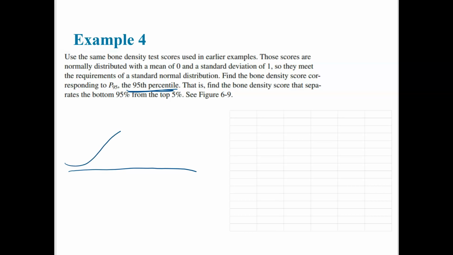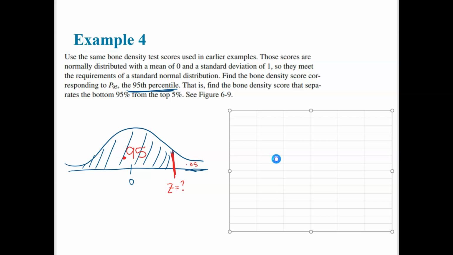So we're always going to draw our picture. And so we know that 0 is here, but we have the 95th percentile. I am assuming it's going to be like this. That means that the 95% is below. This is 0.95 below, and this is 0.05. I know the area, but what I don't know is this z-score, right? What value, what reading is that? What score separates it? So what we'll do is we'll use Excel.